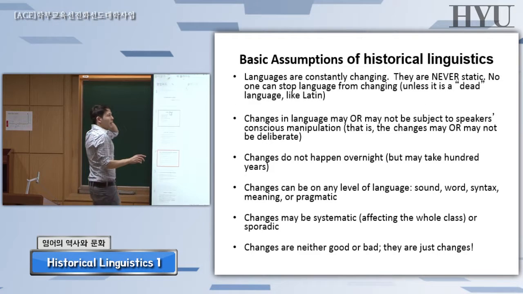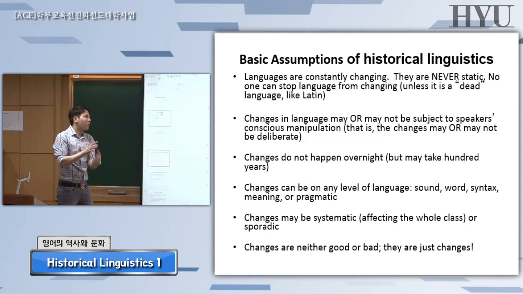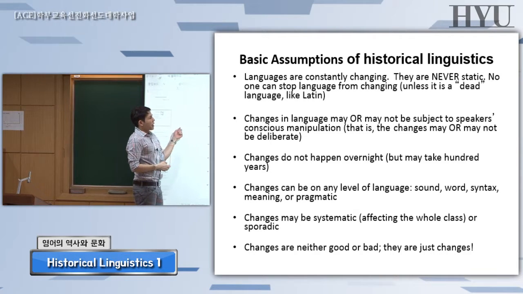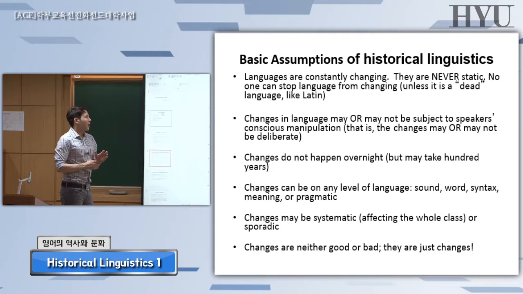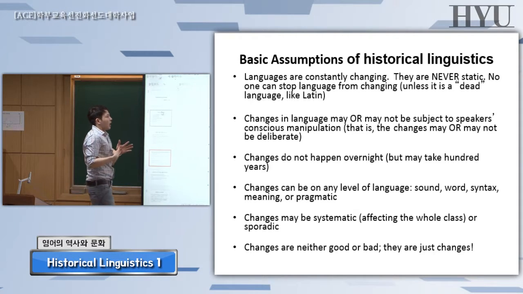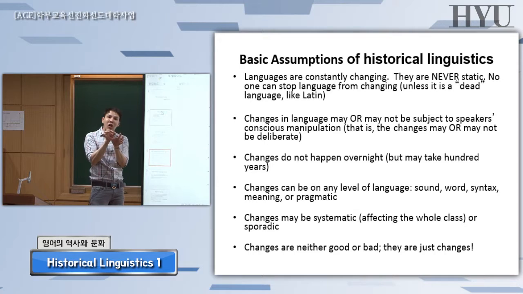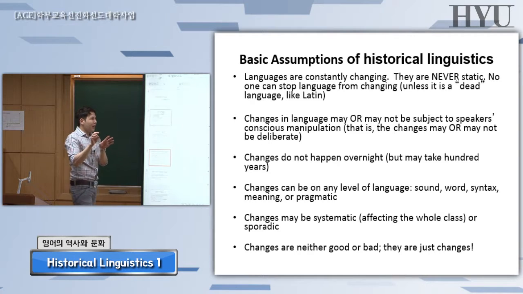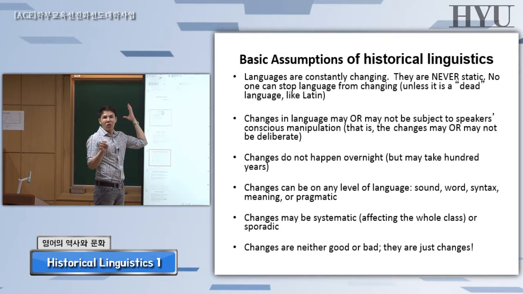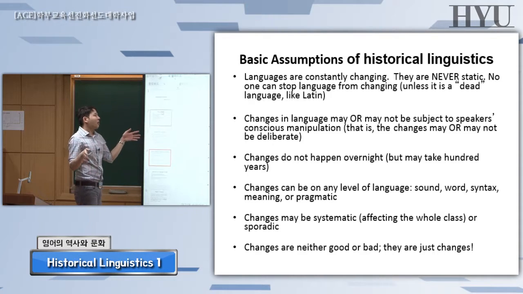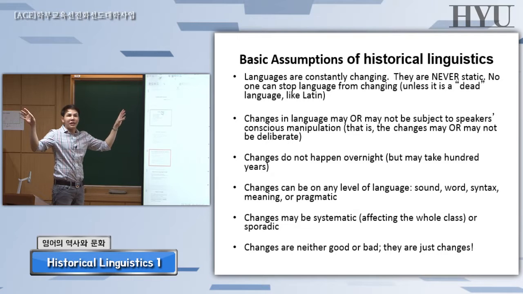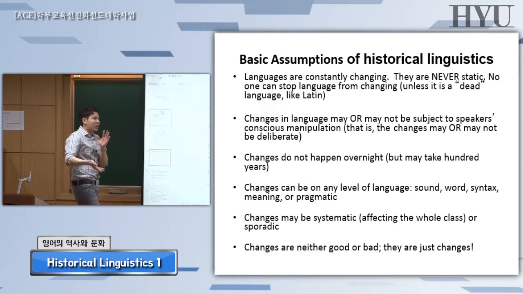But before we look at English, there are some basic assumptions that people should know. The first assumption is languages are constantly changing and they are never static, right? And no one can stop language from changing, meaning that language changes every day on an everyday basis. And you don't feel that, right? You don't feel that because changes are subtle. Changes are small. But if you look at perhaps 100 years ago and today, of course you see a lot of changes because you look at two periods that are so distinct. But on a day-to-day basis, you don't perceive that language change, right?